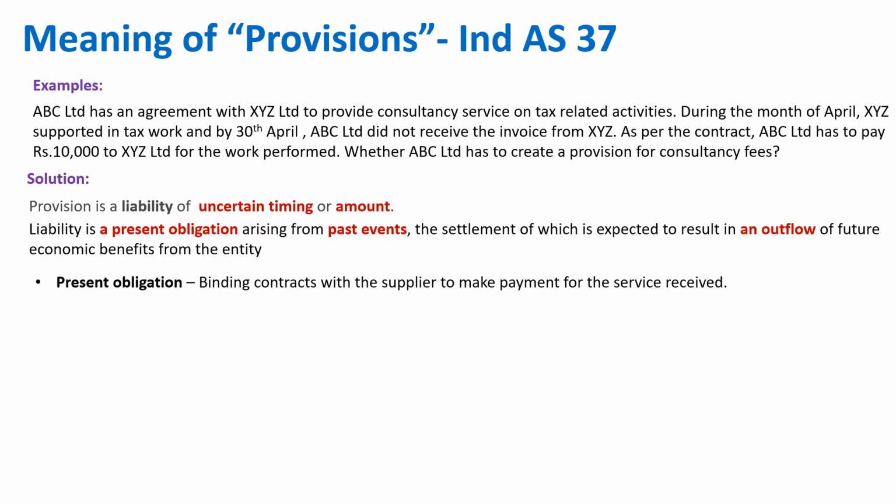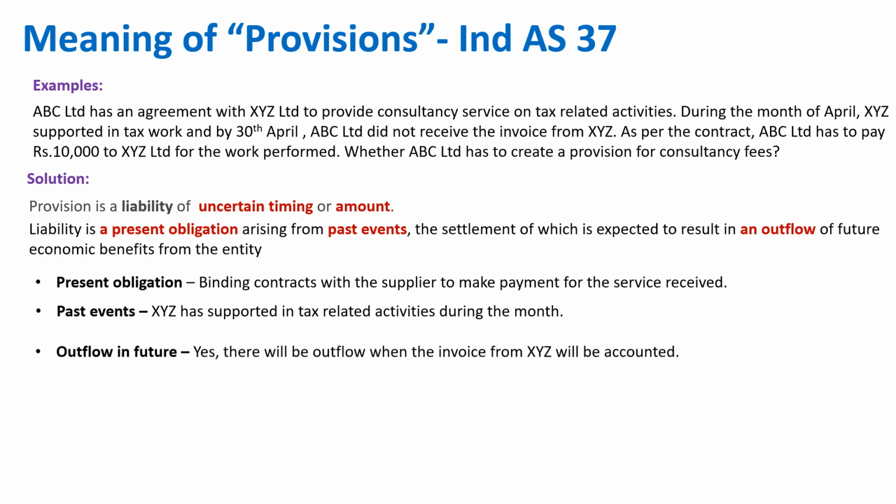There is a binding contract with a supplier to make payment for the service received, right? So, there is a contract between ABC and XYZ. That is the present obligation the company has with the supplier. Past event: XYZ has supported in tax related activities during the month. So that means you have received the service, right? That is the event which has occurred. By the time you prepare the balance sheet, the service is received by the company.